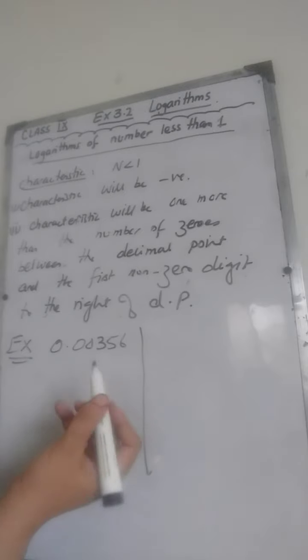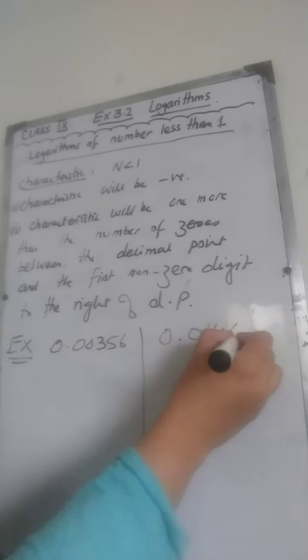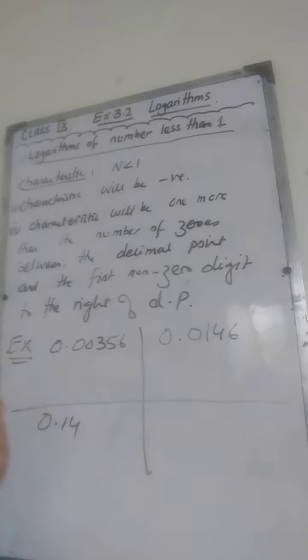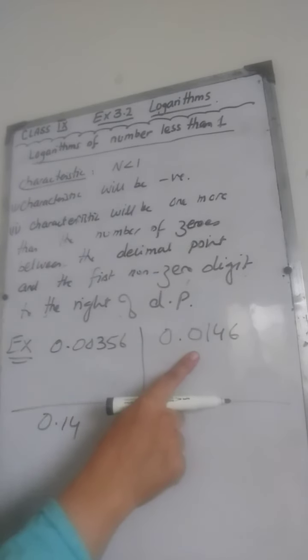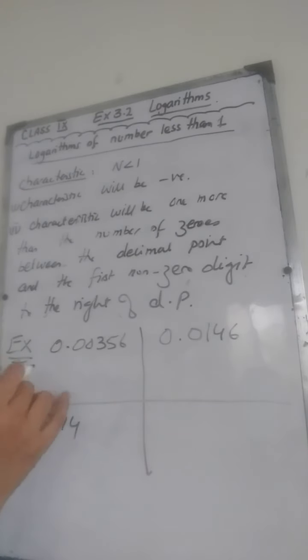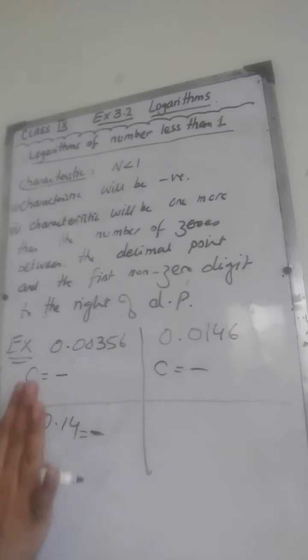0.00356. Let this be the first example. Suppose you have the number 0.0146 as a second example, and let me take the number 0.14 as a third example. First of all, this number is less than 1, this number is also less than 1, and 0.14 is also less than 1. If the number is less than 1, then the characteristic is always a negative number. You are always going to put a negative sign. In all these cases the characteristic will be negative because all these numbers are less than 1.